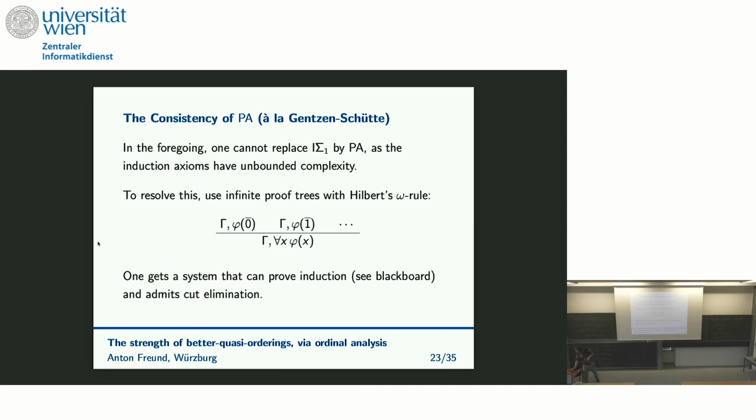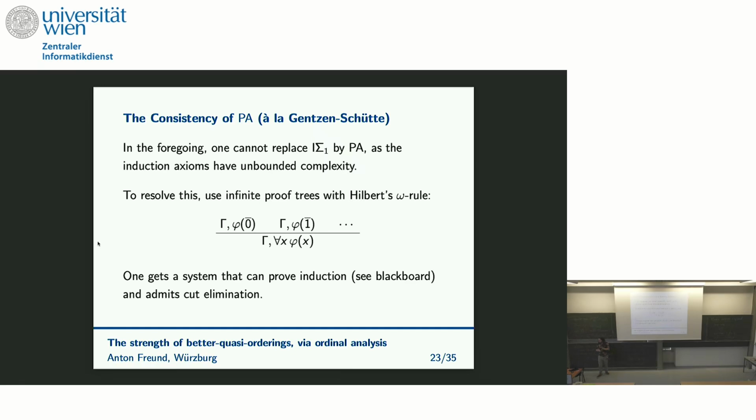Okay, so that's about the consistency of I sigma 1. Now, what about the consistency of full Peano arithmetic? And I'm following Gentzen and also Schütte in the way I present this. So, of course, by Gödel's theorem, we know that the consistency of Peano arithmetic cannot be proved in PA itself. But what is it about the things that we saw so far that would go wrong if we try and replace I sigma 1 by Peano arithmetic?